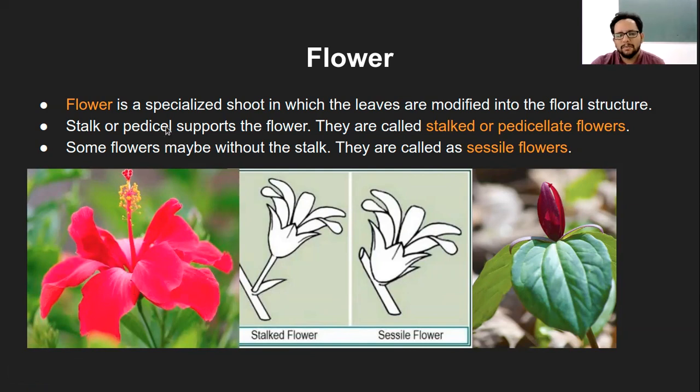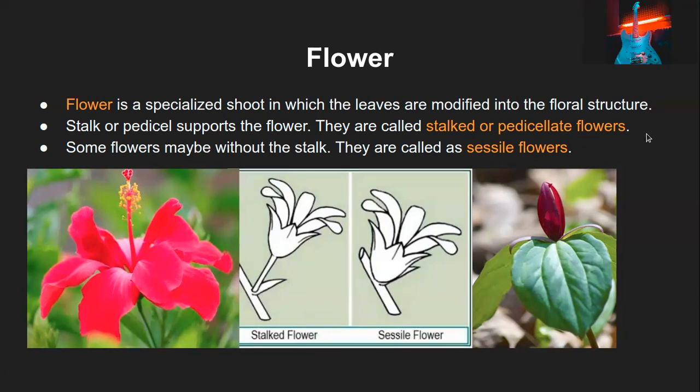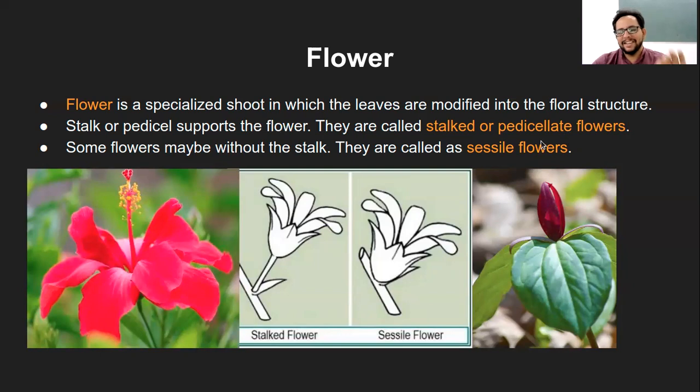So the stalk or pedicel supports the flower, and they are called either stalked flowers or pedicellate flowers. In simplest terms, let's say Sneha gives a rose to someone, she will hold on to the stalk or pedicel. Sorry, yeah, Sneha. No, I might give a rose to someone. Okay, perfect. Very good. So that way it is called a stalked or pedicellate flower.